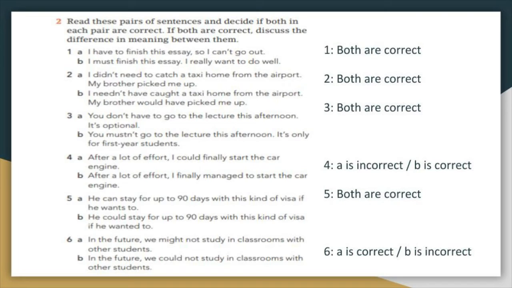The number 5, both are correct because A, it is possible for him or her to stay, and it is quite likely that he wants to. And B, it would be possible for him to stay, but he probably doesn't want to. And the number 6, A is correct, but B is incorrect because we don't use could or couldn't to refer to a future possibility. We can just use could to refer to the past.